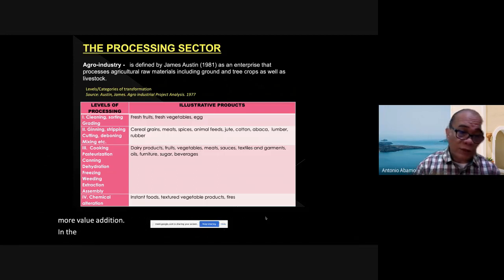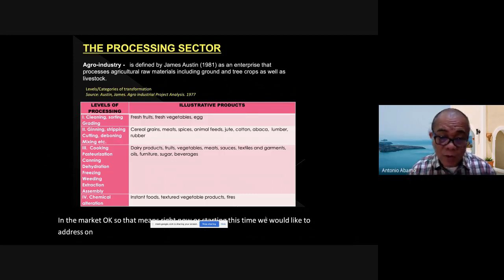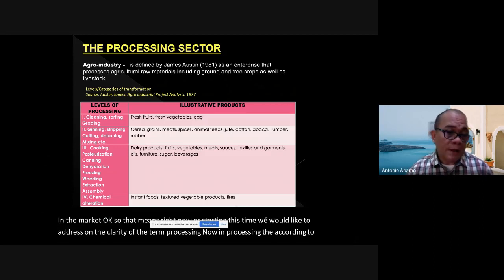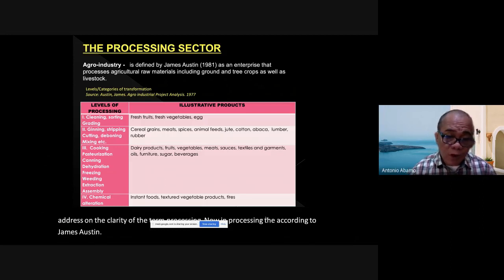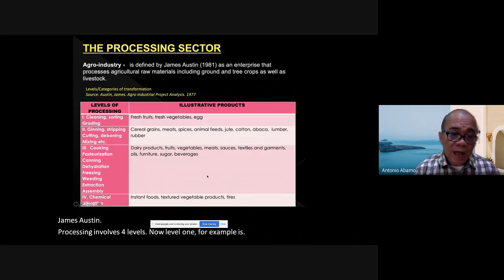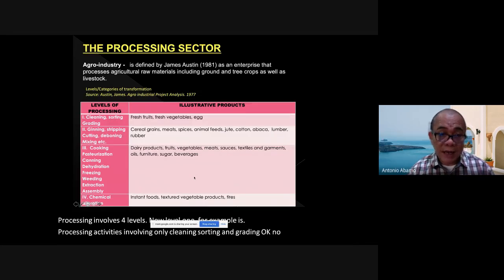Okay, so that means starting this time, we would like to address the clarity of the term processing. Now, according to James Austin, processing involves four levels. Okay. Now, level one, for example, is processing activities involving only cleaning, sorting, and grading. Okay. Cleaning, sorting, and grading.